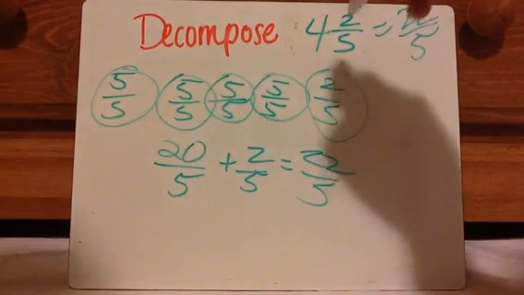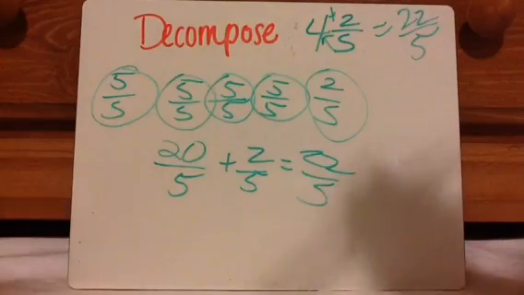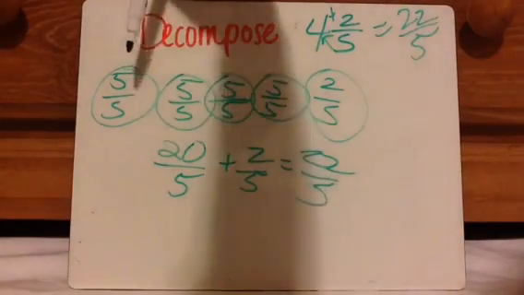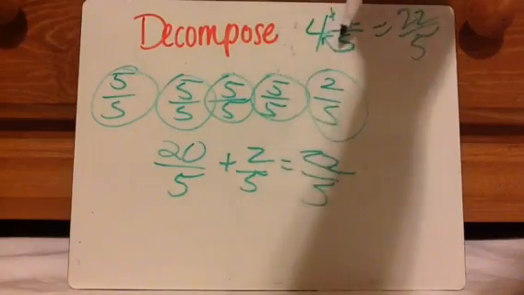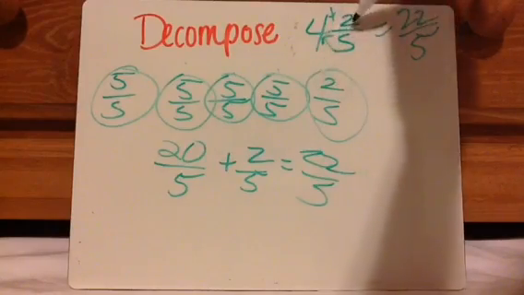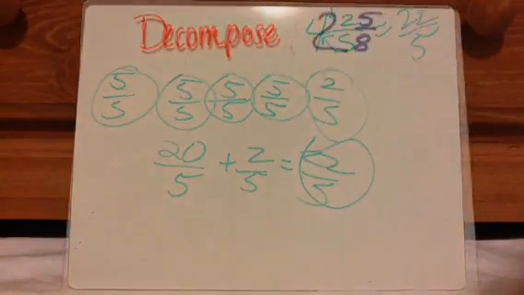The shortcut would be 5 times 4 equals 20 plus 2 equals 22. Let me explain why this shortcut makes sense. When I was doing this 5, 5, 5, 5, it's 4 groups of 5. So that's why you do 5 times 4. And then you have the 2 extra. That's why you do plus 2. So that's how you get 22/5.